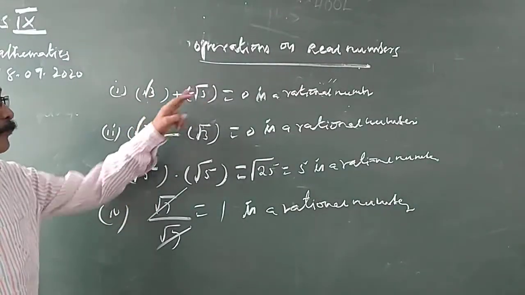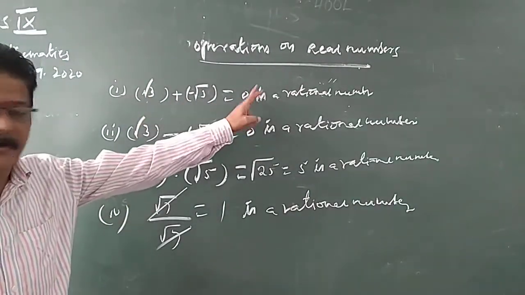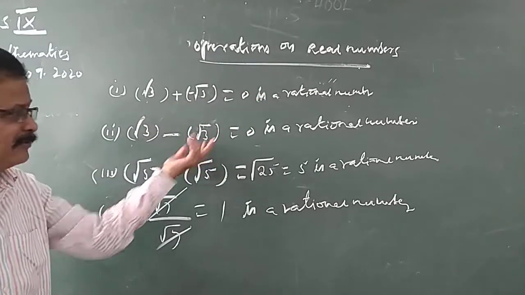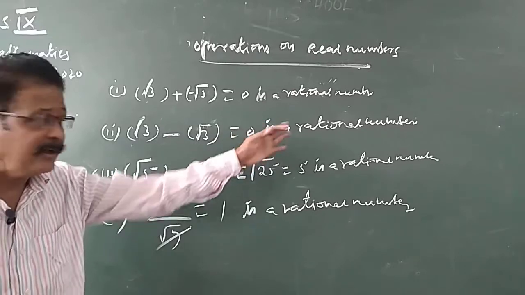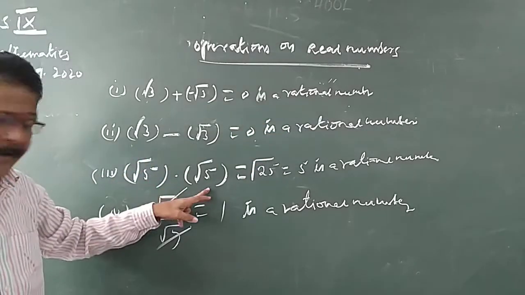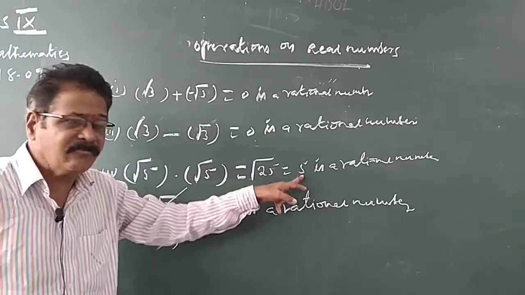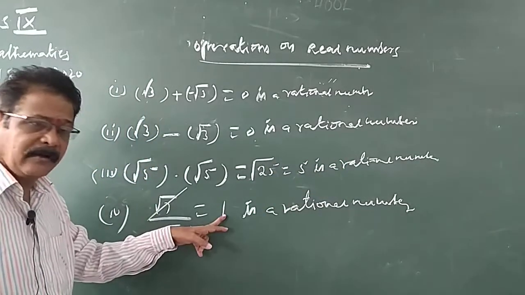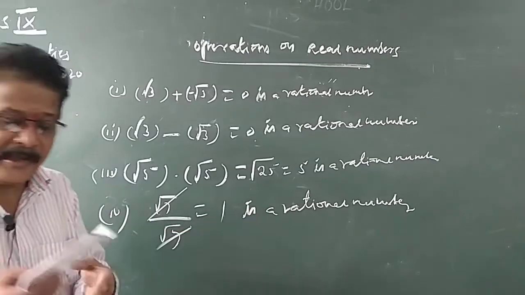Root 3 plus minus root 3 equal 0. 0 is a rational number. It is not irrational. Plus root 3 minus root 3 cancel, get 0. Root 5 into root 5, root 25. Square root of 25 is 5. 5 is a rational number. It is not an irrational number. Root 7 by root 7 is equal to 1. 1 is a rational number. It is not an irrational number.